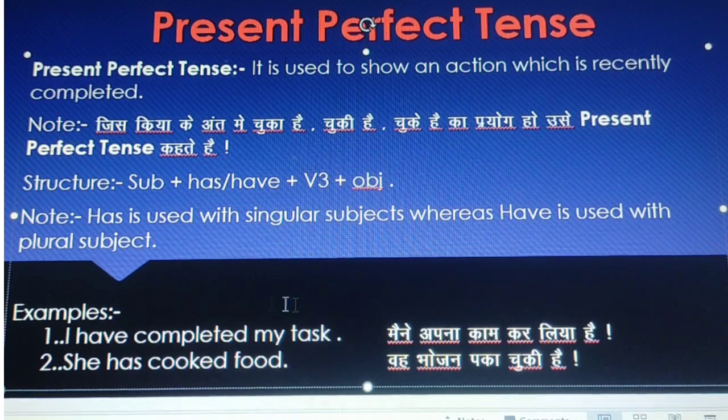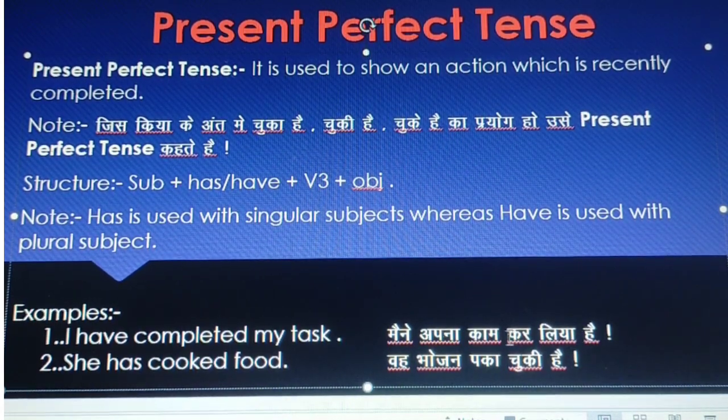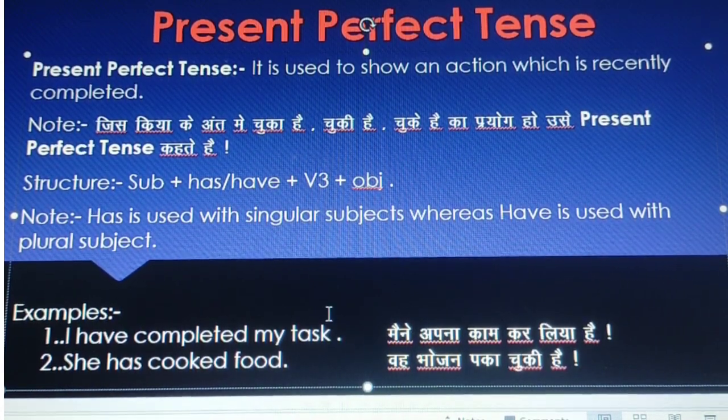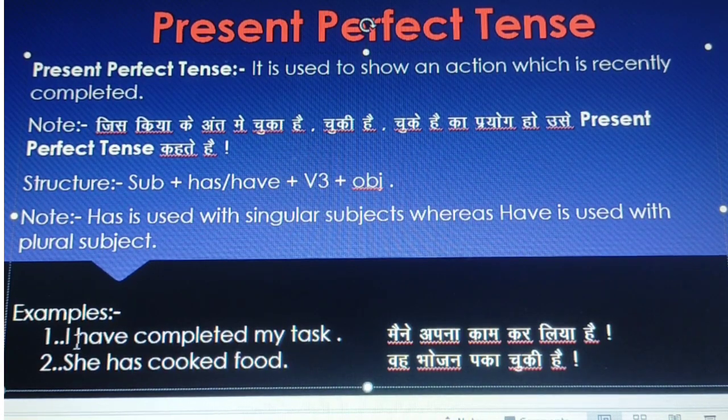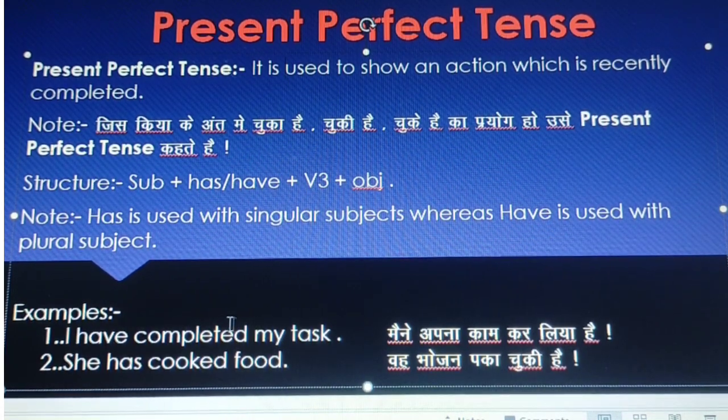For example, मैंने अपना काम कर लिया. Here the subject is मैंने, I, which is considered as plural in tense. So I, that is why auxiliary verb is plural. I have completed, verb in the third form, and the object is my task.